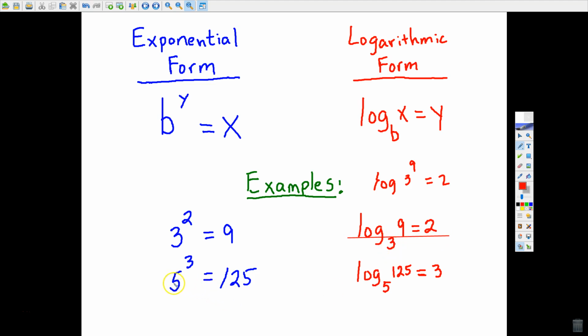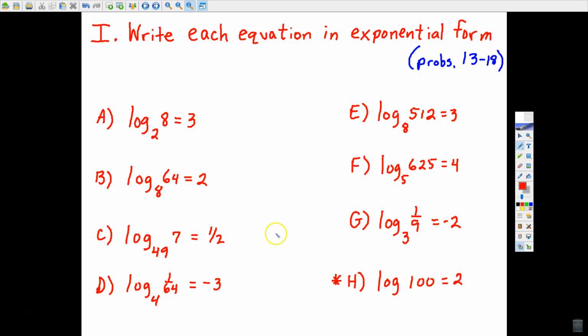Alright, same thing here. Exponential form, a true statement is 5 to the 3rd power is 125. Well, here's that same exponential statement written in log form. Log base 5 of 125 is 3. Okay, so now that you've seen some examples of exponential to log, and eventually we'll be going in the other direction, we'll be taking log form and writing exponential. Let's do some examples like your homework problems.